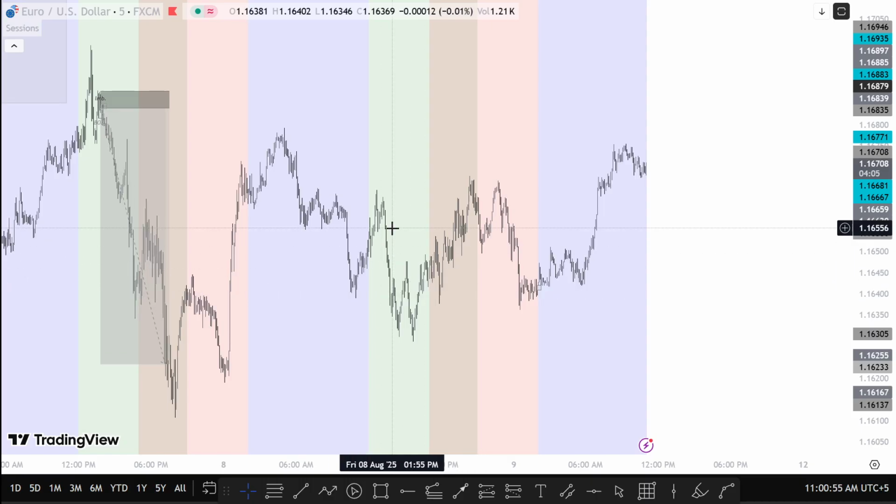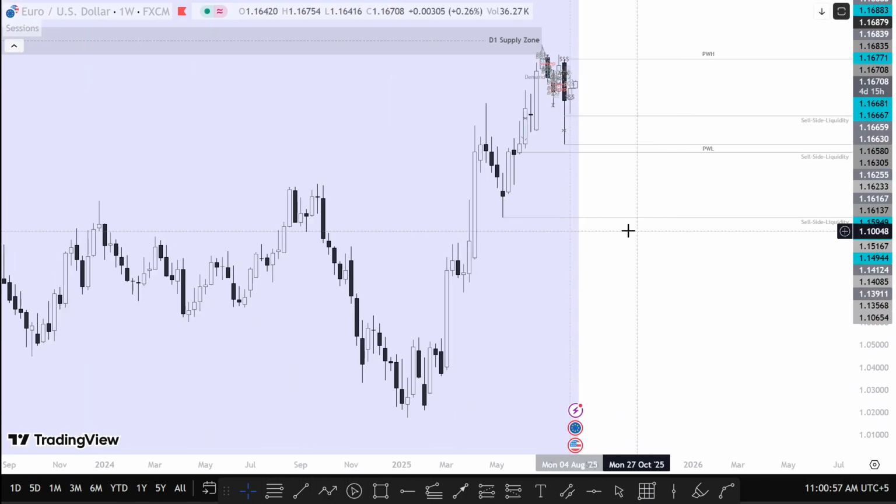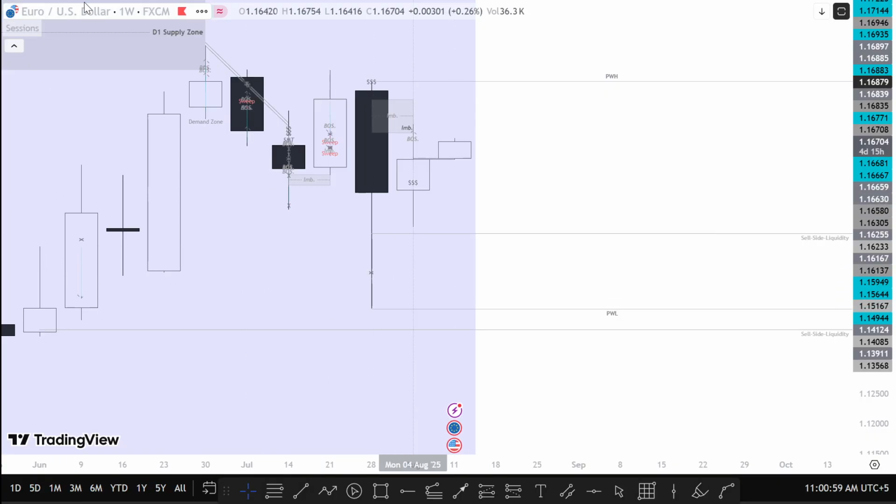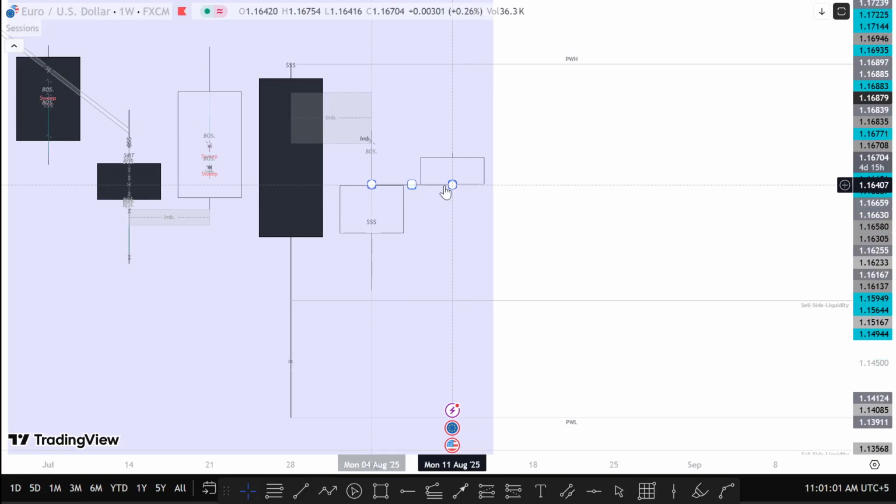So let's start with the W1 time frame. This is EURUSD, and as usual, all the analysis we do is always going to be on the GBP and the EURUSD pair, because these are the only two pairs which we trade.